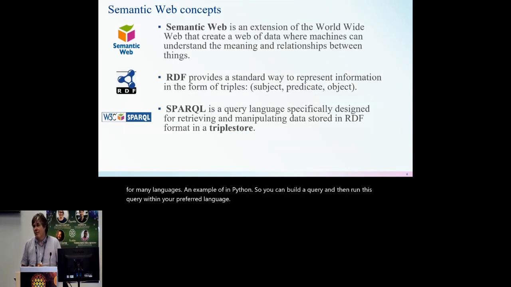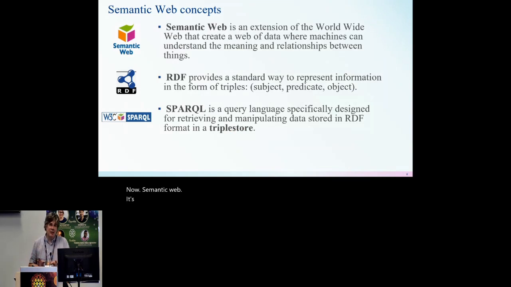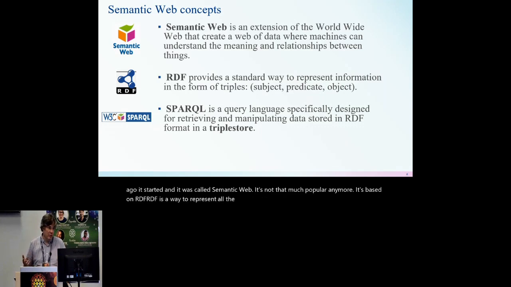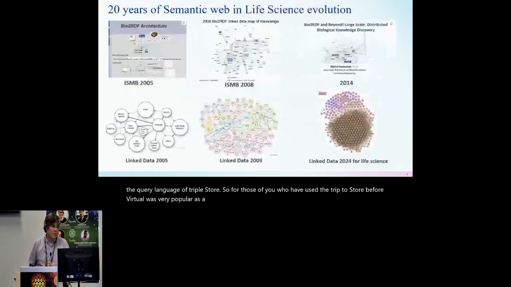Now, the semantic web. It's an old idea of creating high-quality data for data interoperability. It started 20 years ago and was called the semantic web. It's not that popular anymore. It's based on RDF, a way to represent all data with triples. We put triples into a triple store, a database for triples. This special graph database can be interrogated with SPARQL, the query language of triple stores. For those of you who have used triple stores before, Virtuoso was very popular as a database for semantic web applications. So here's 20 years of evolution.